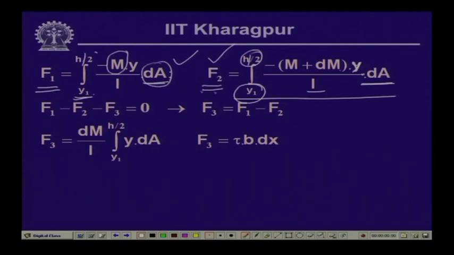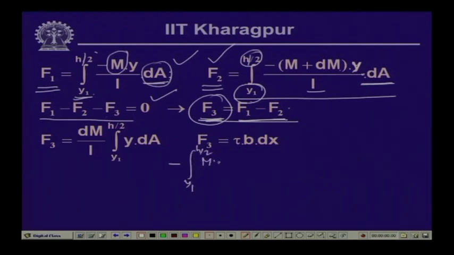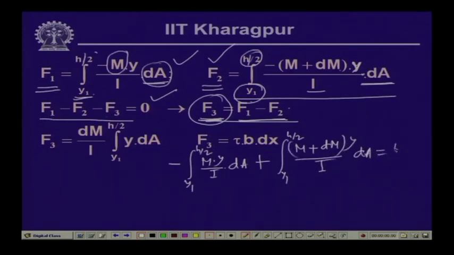Now, if we write down the equilibrium equation, which is F1 minus F2 minus F3 equals 0, it gives us F3 equals F1 minus F2, and F3 is the force which we are trying to find out. So, if we substitute for F1 and F2, F1 is the integral from y1 to h by 2 of My by I times dA, minus the integral from y1 to h by 2 of M plus dM times y by I dA, and this is equal to F3.